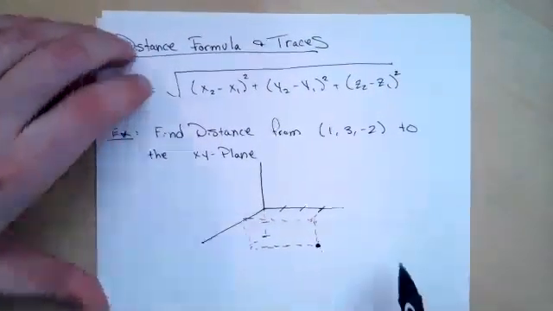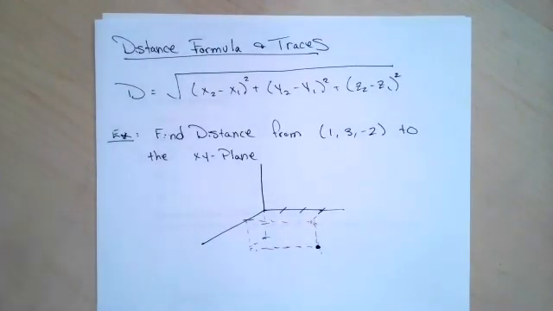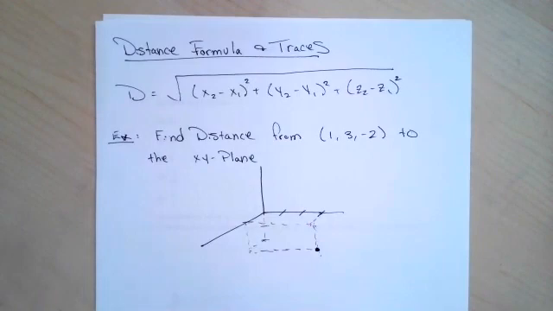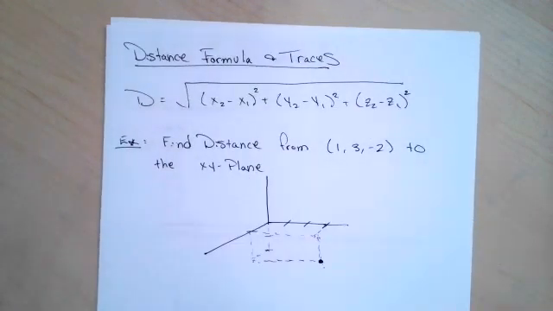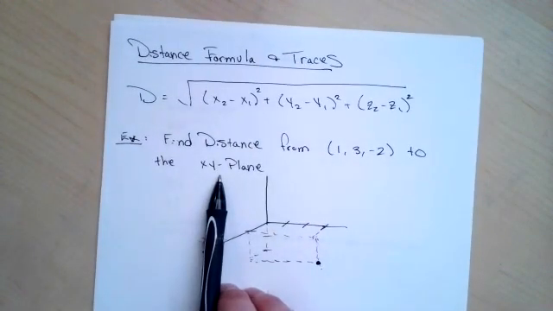And notice that if we want to find the distance to the xy plane, well, the distance between any two objects, as soon as we start talking about more complicated geometric objects, whether it's planes, whether it's some type of surface, usually when we say the distance between an object, it's going to mean the shortest distance. So when we say the distance from a point to a plane, we mean the direct shortest distance between those two objects.